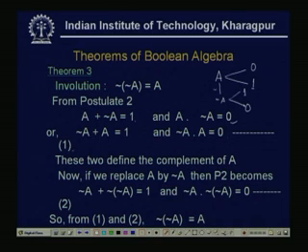So, from equation 1 and equation 2, what do we get? Equation 1 was negation A plus A equal to 1. Here equation 2 is negation A plus negation of negation A equal to 1. So, this means A and negation of negation A are the same. Similarly, from the counterpart, if the operator is dot, negation A dot A equal to 0 and negation A dot negation of negation A equal to 0. So, from equation 1 and 2, negation of negation A is A itself. This property is called the involution.